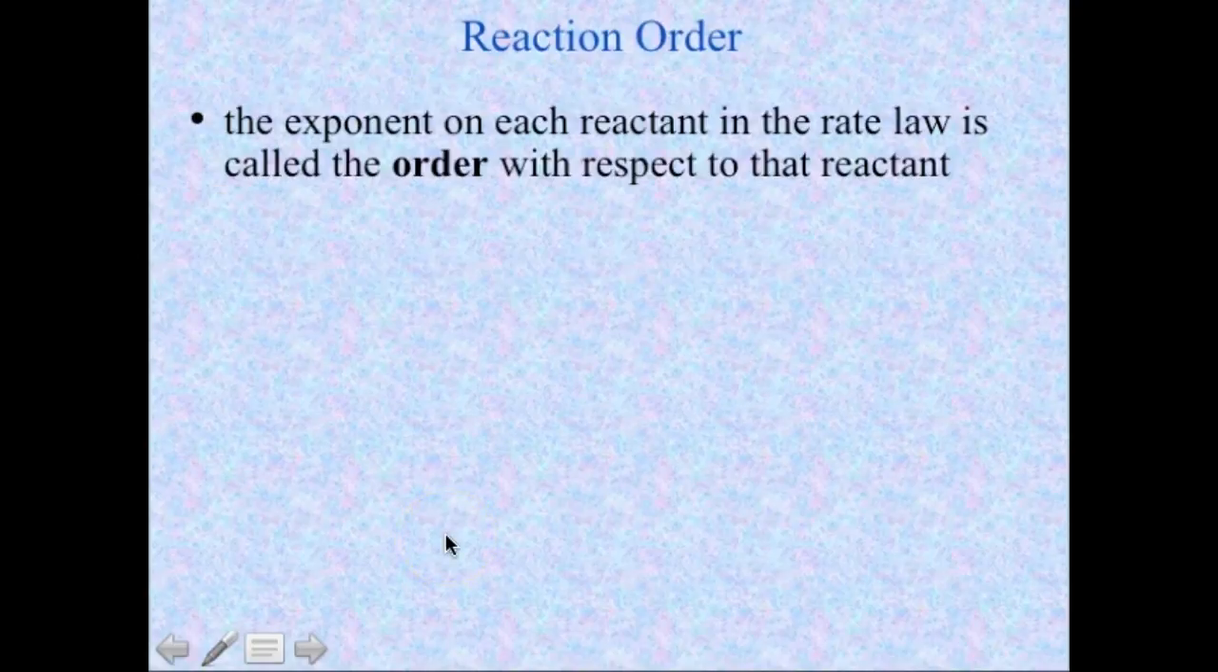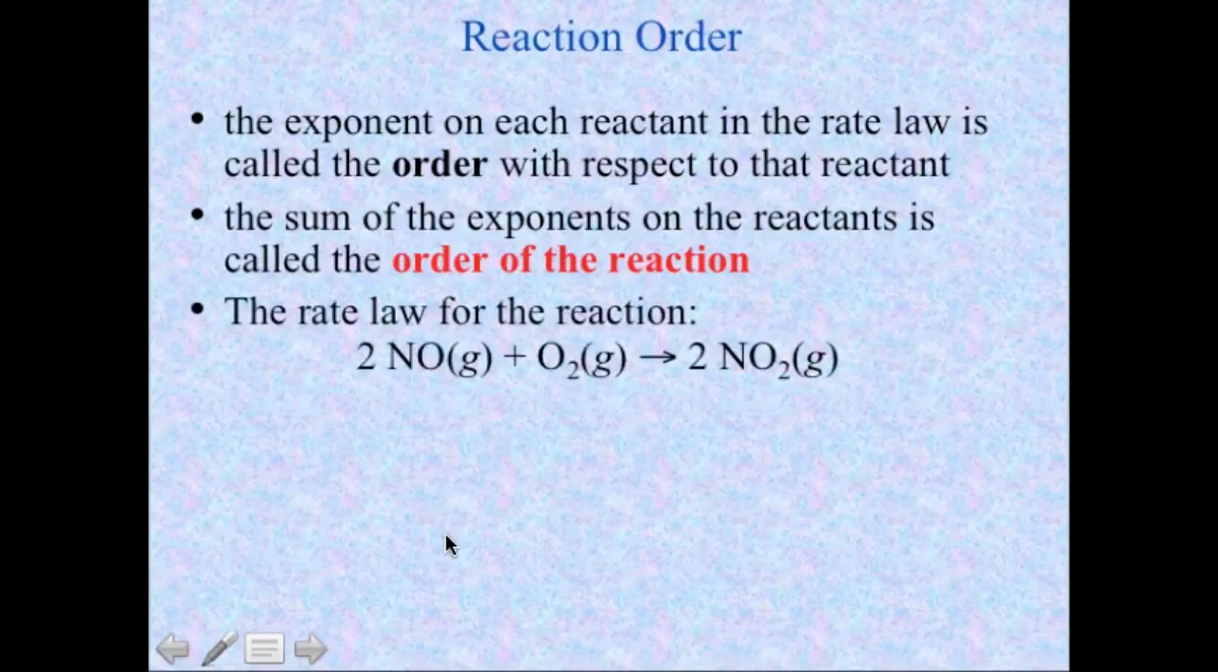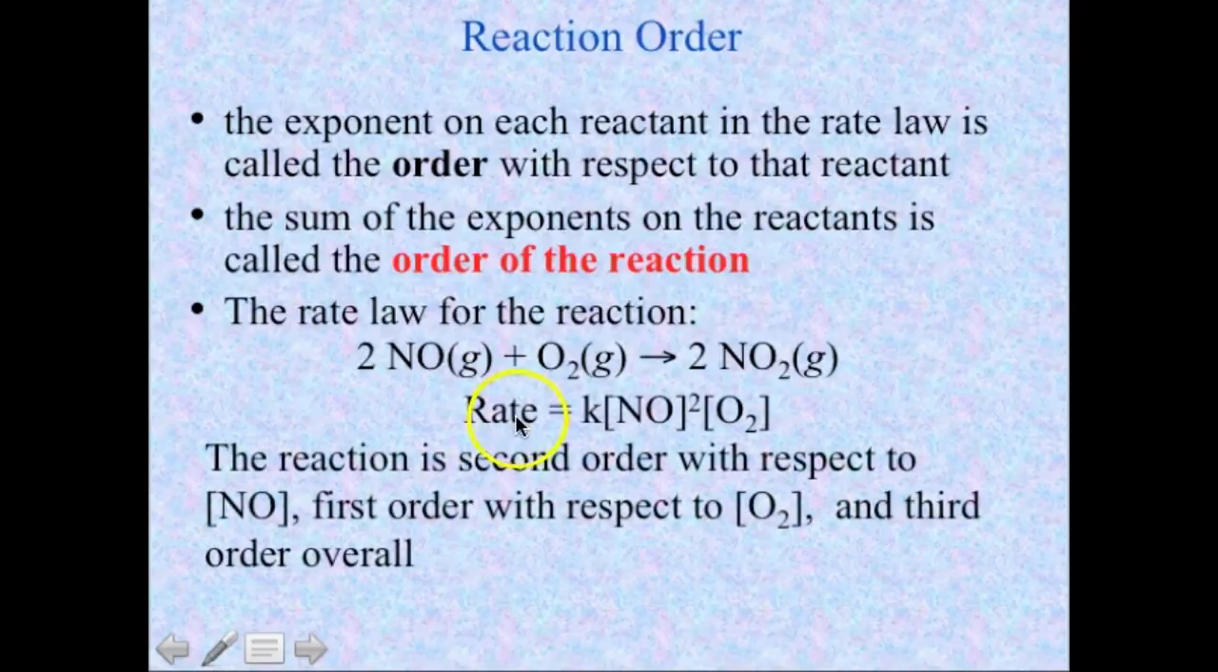Reaction order. The exponent on each reactant in the rate law is called the order with respect to that reactant. The sum of the exponents on the reactants is called the order of the reaction. The rate law for the reaction 2NO plus O2 yields 2NO2 is rate equals k times the concentration of NO squared times the concentration of O2.